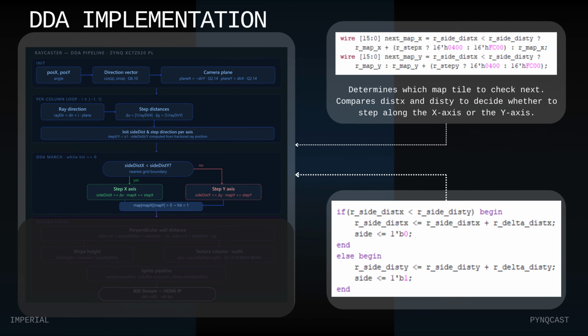The heart of the Raycaster is the DDA march. Each iteration, the hardware compares the accumulated X and Y side distances to decide which grid boundary the ray hits first. If side dist X is smaller, we step along X. Otherwise, we step along Y.